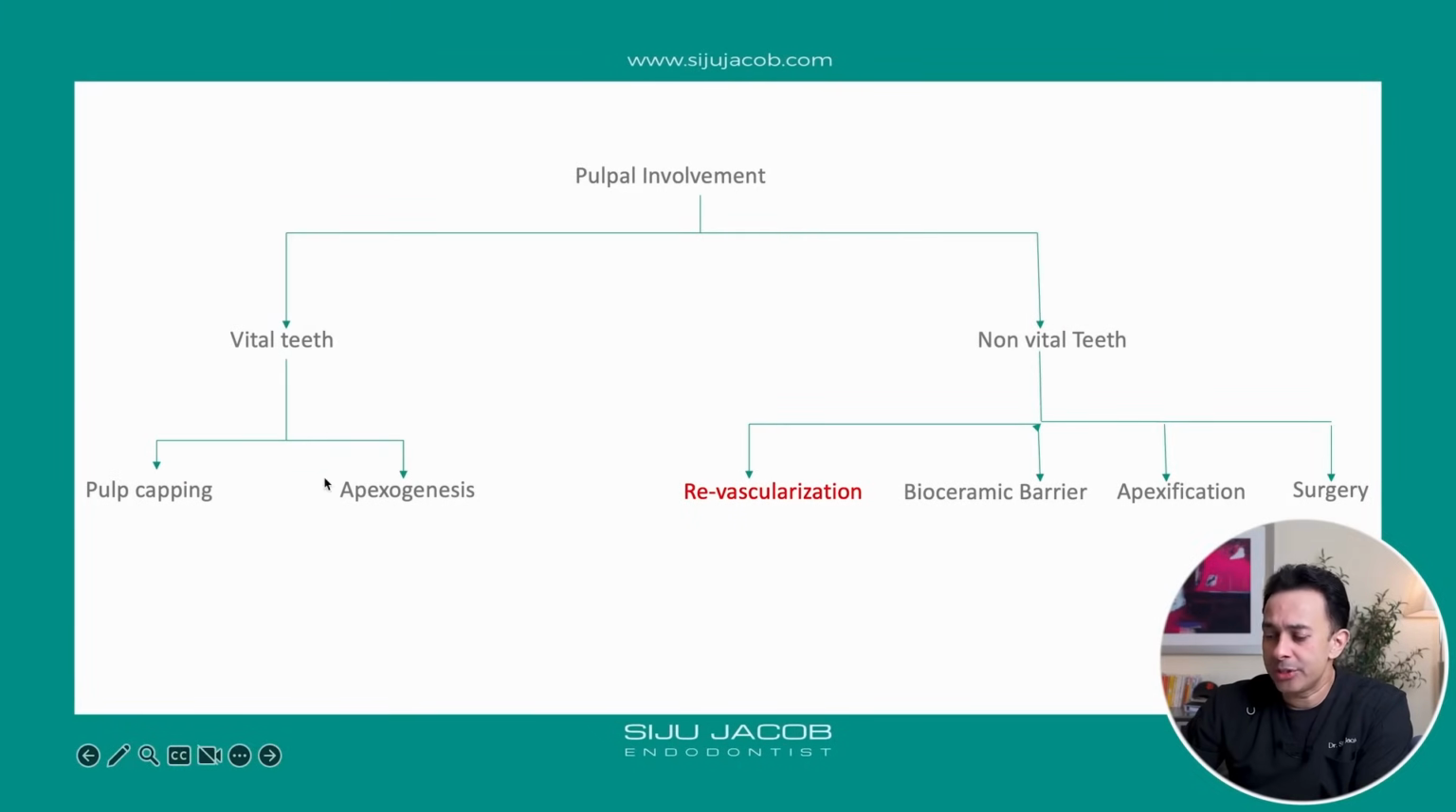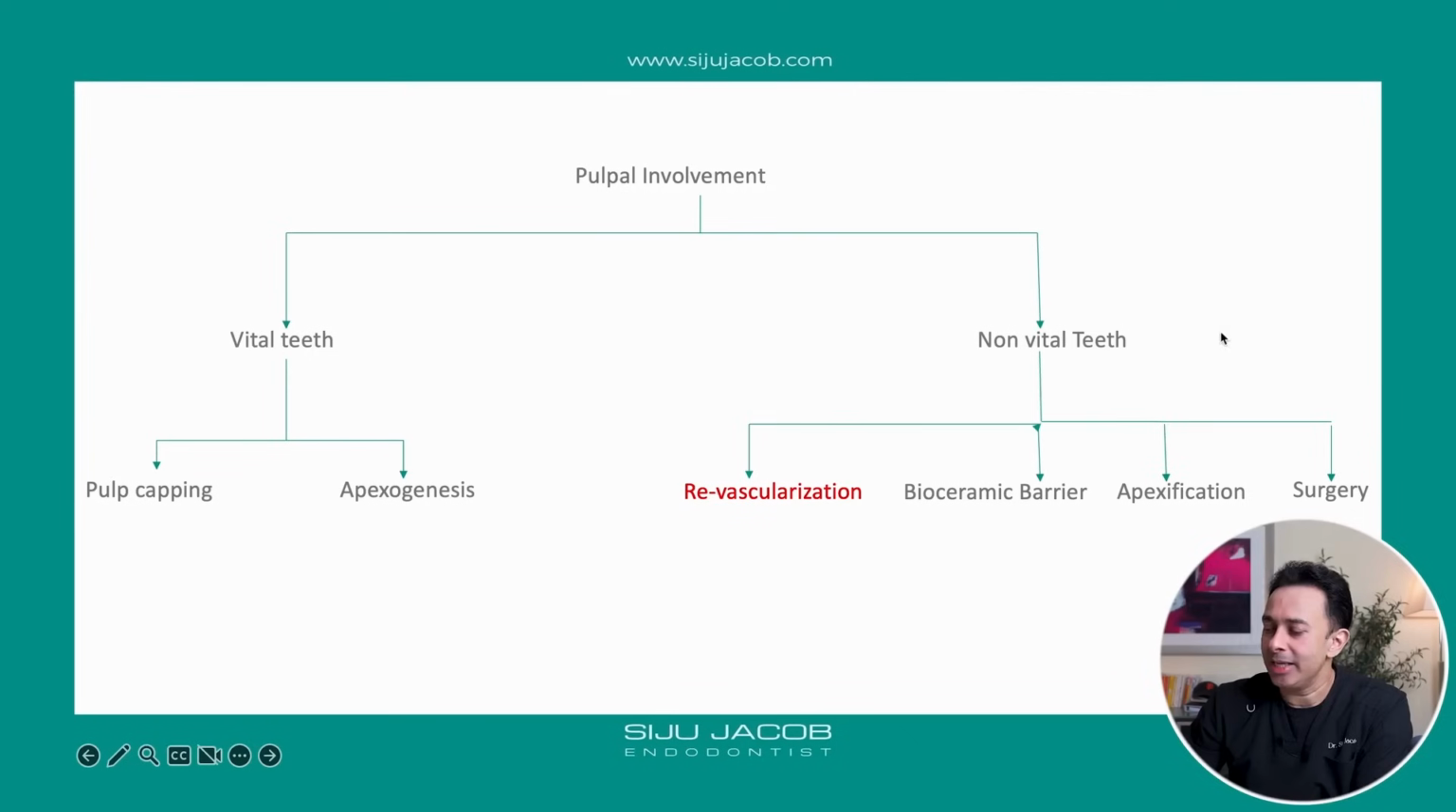Now let's say apexogenesis is something that you do in vital teeth, and let's say it didn't work out, or the patient is seeing you in the first place when the tooth is non-vital. If the tooth is non-vital, then obviously you can't do apexogenesis because there is no vital pulp. In that case, you have to look at other options. And the options that you have in front of you are revascularization, placing a bioceramic barrier at the apex, and then you can look at natural apexification itself. And then if nothing else works, then we look at surgery. All right, so let's look at each of these in detail.